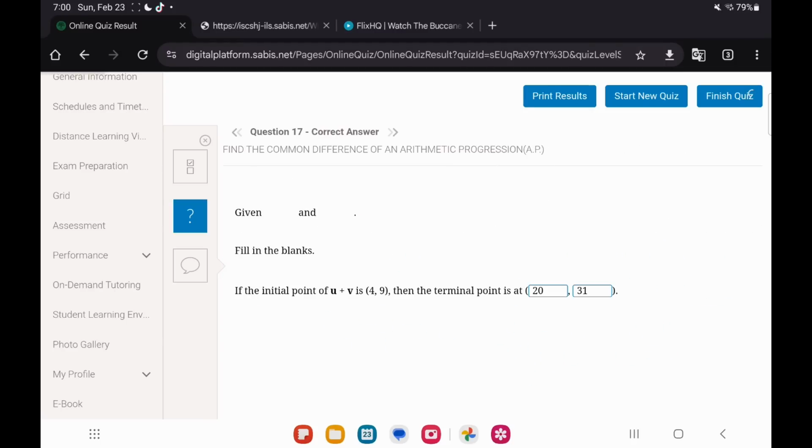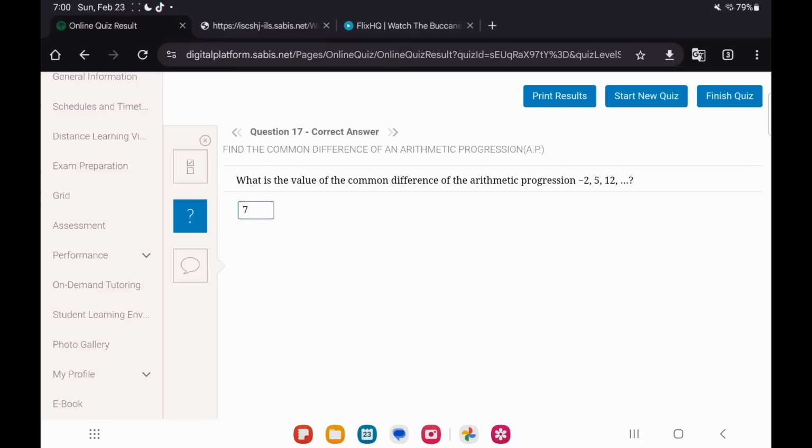Question number 16. Now this is the last question out of these type. Oh no, I went to 17. Sorry.